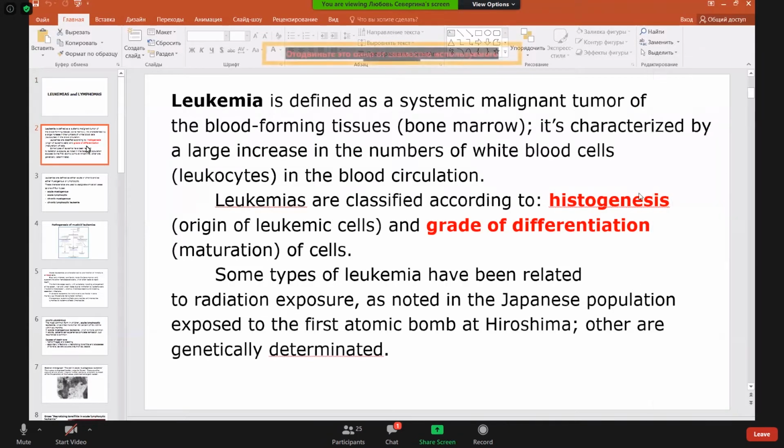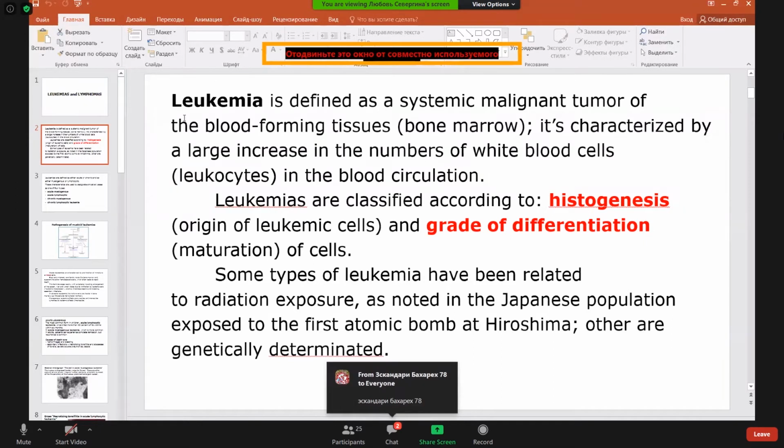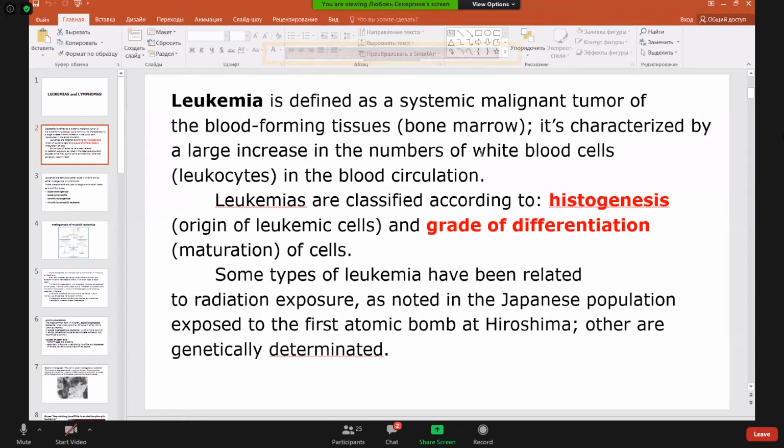Leukemias. You see, leukemia is defined as a systemic malignant tumor of the bone marrow, first of all, of blood-forming tissues, and the first proliferation, the clonal proliferation of leukemic cells, takes place in the bone marrow. Leukemia is characterized by a large increase in the number of white blood cells, leukocytes, and the cells can be revealed in the blood circulation.